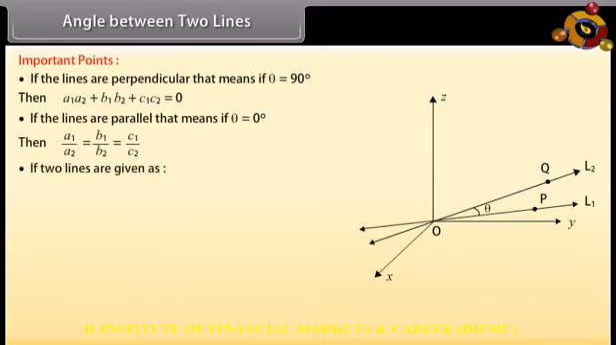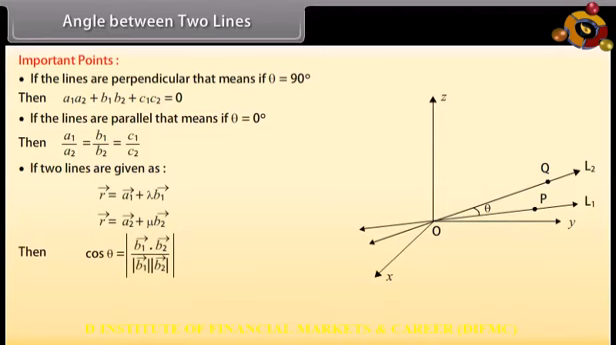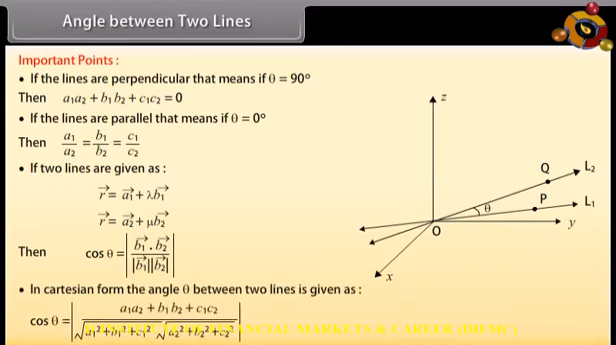If two lines are given as vector r equals vector a1 plus lambda vector b1, and vector r equals vector a2 plus mu vector b2, then cos theta equals modulus of (vector b1 dot vector b2) by (modulus of vector b1 into modulus of vector b2). In Cartesian form, the angle theta between two lines is given as cos theta equals modulus of (A1 A2 plus B1 B2 plus C1 C2) divided by the square root of (A1 square plus B1 square plus C1 square) into the square root of (A2 square plus B2 square plus C2 square).